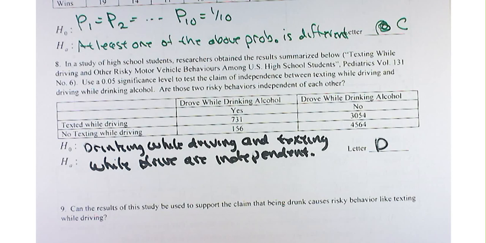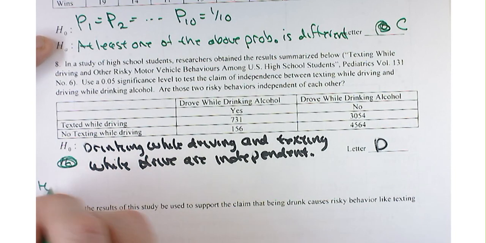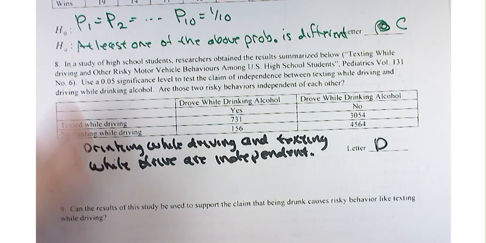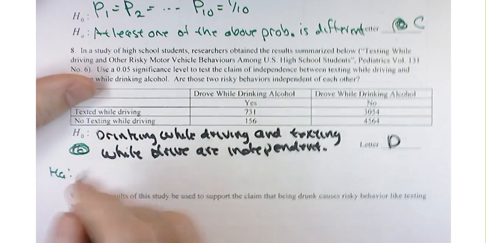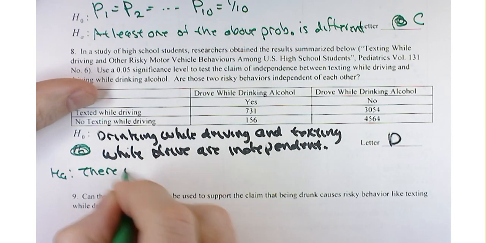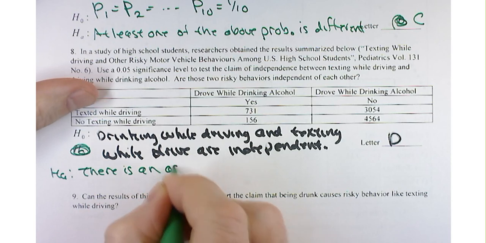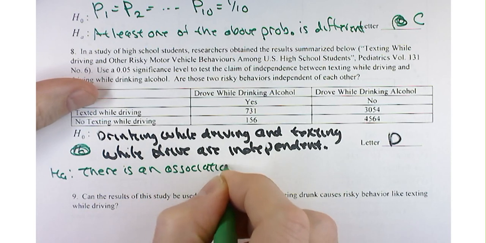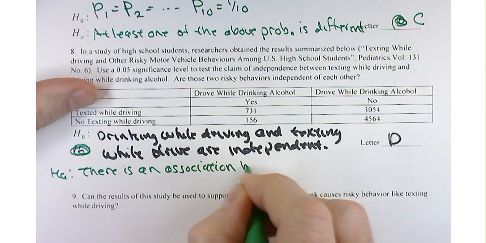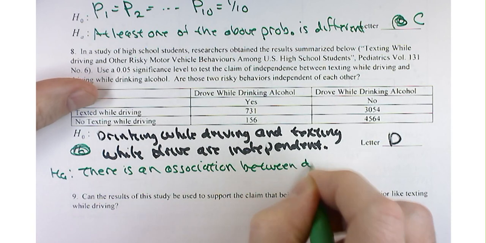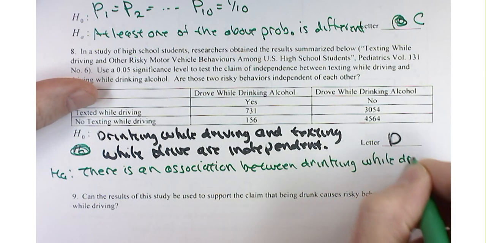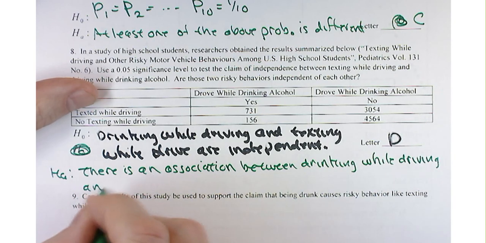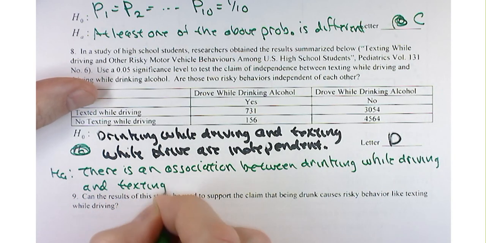The other possibility is that there's an association. So your alternative hypothesis, now you could say dependent. I'd really much rather you putting in the word association. There is an association between drinking while driving and texting while driving.